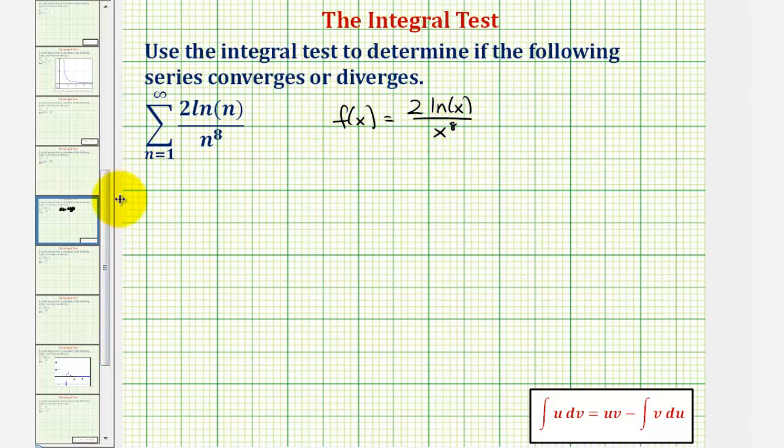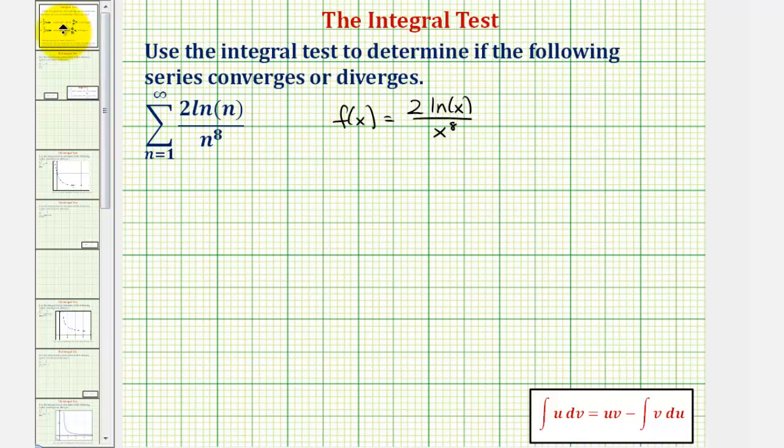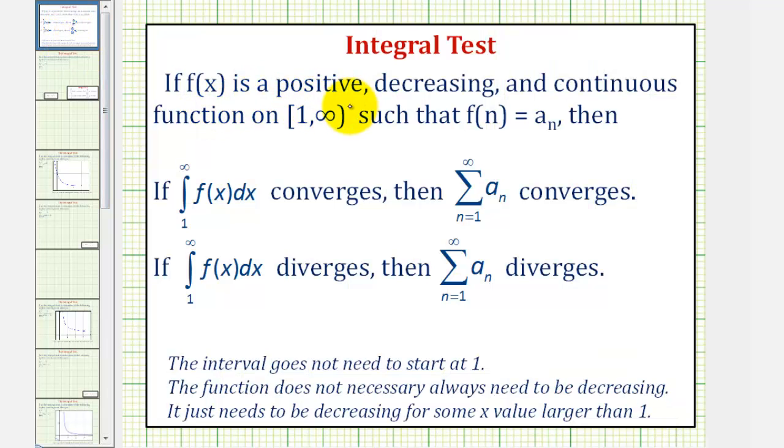Now if we look at the notes on the integral test, the notes tell us that f of x must be positive, decreasing, and continuous on the interval from 1 to infinity, such that f of n equals a sub n. And if this is the case, then if this integral converges, the infinite series converges, and if this integral diverges, the infinite series diverges.